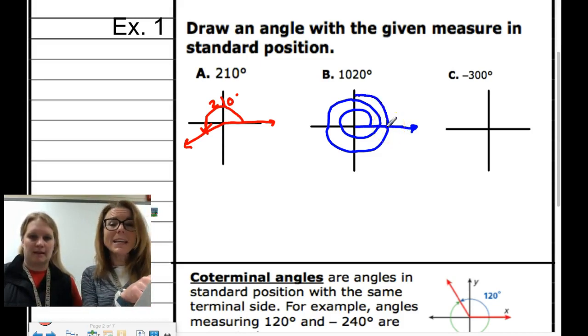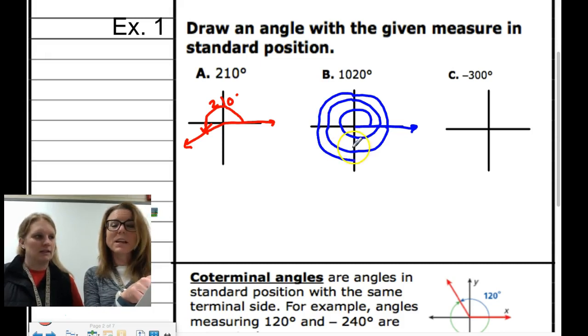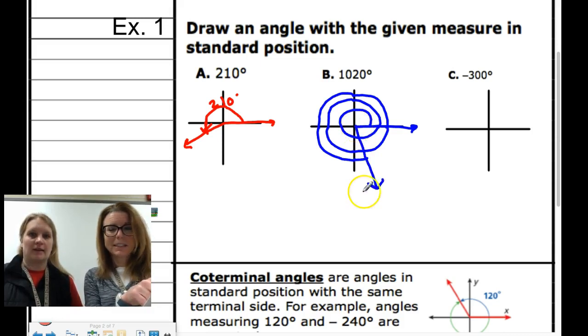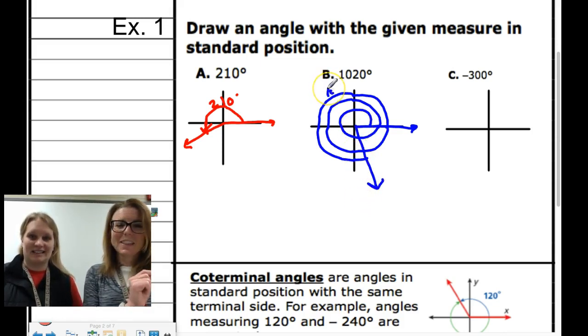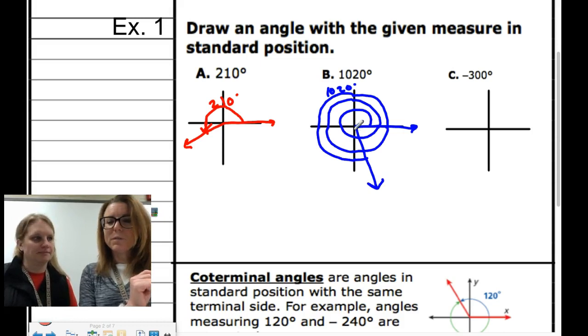Then we have a 180. So 720 plus 180, then we get a 90, plus a 90, and then all we have left is a 30. So just a little bit, and then we draw it right through there. That's a lot, but that's okay. Just show your circles and we'll know you got it.